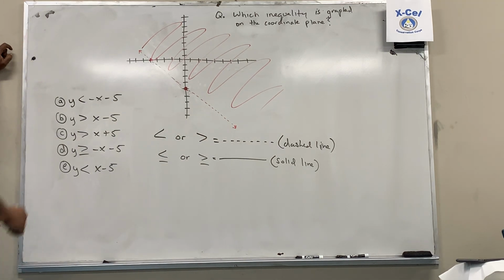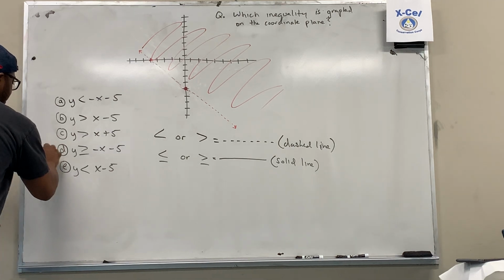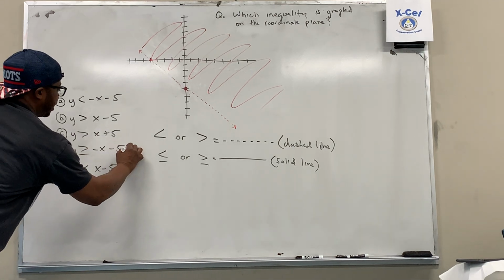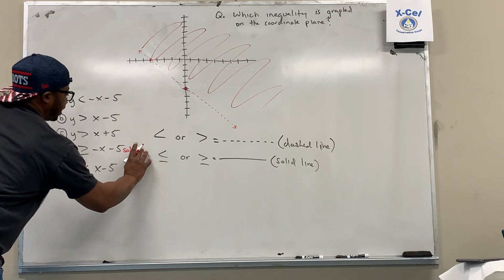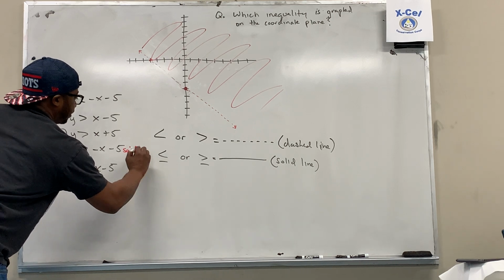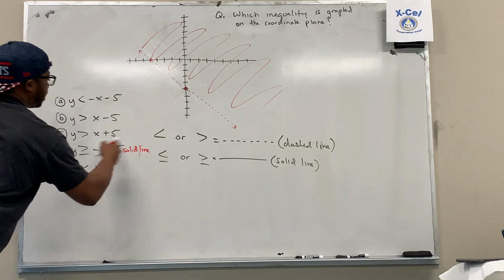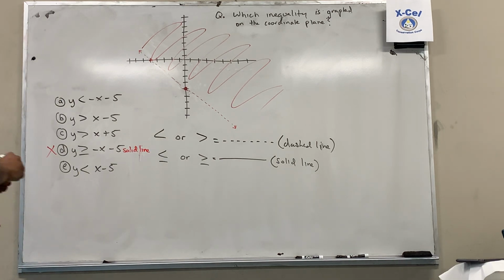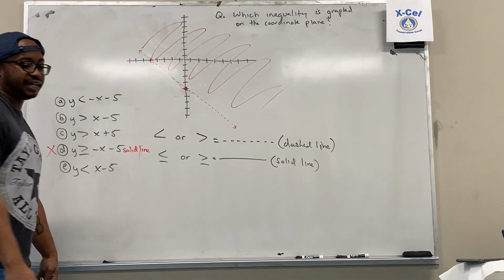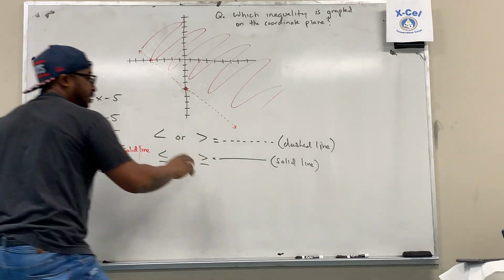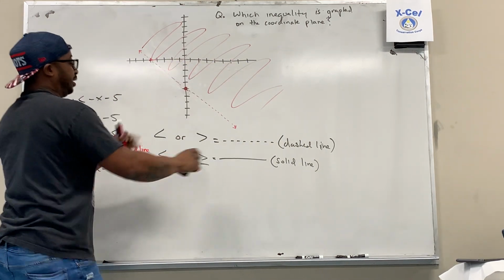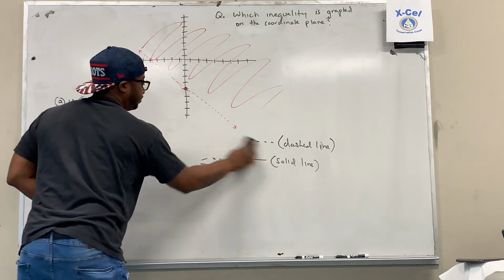So just along with that right there, we can acknowledge that D would not be the answer because it has a greater than or equal sign. So we can cross this out because it would have been a solid line. That can't be the answer because we have a dashed line. I hope you wrote this down because now I just want to make some space here.